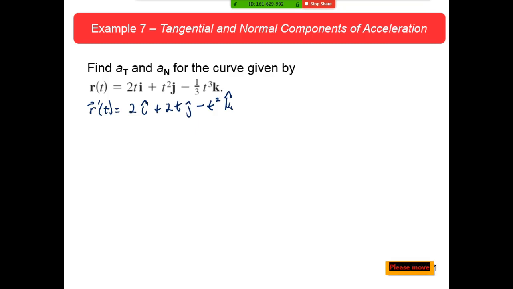The magnitude of this is the speed of the object that's moving on that curve. And the speed of the object is your ds/dt. So we do take the magnitude of this. And what would that be? I'll start it off for you.